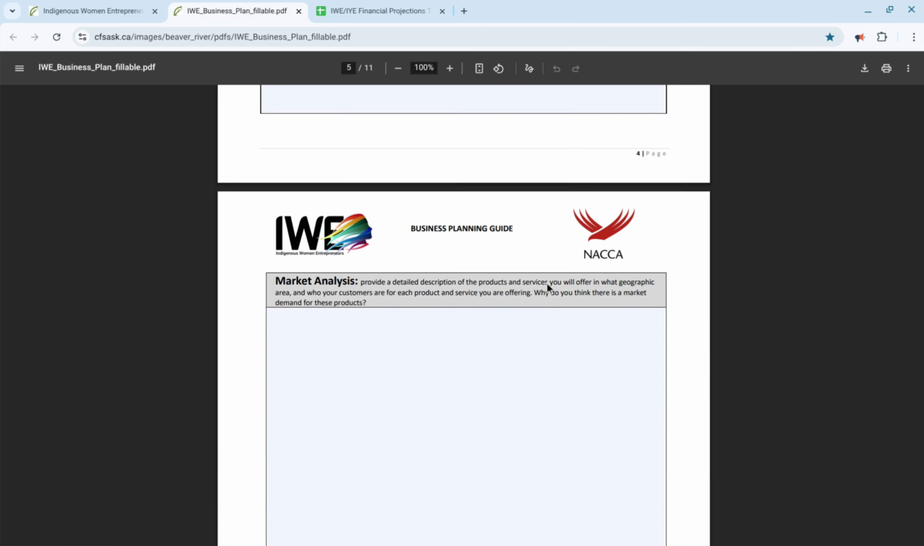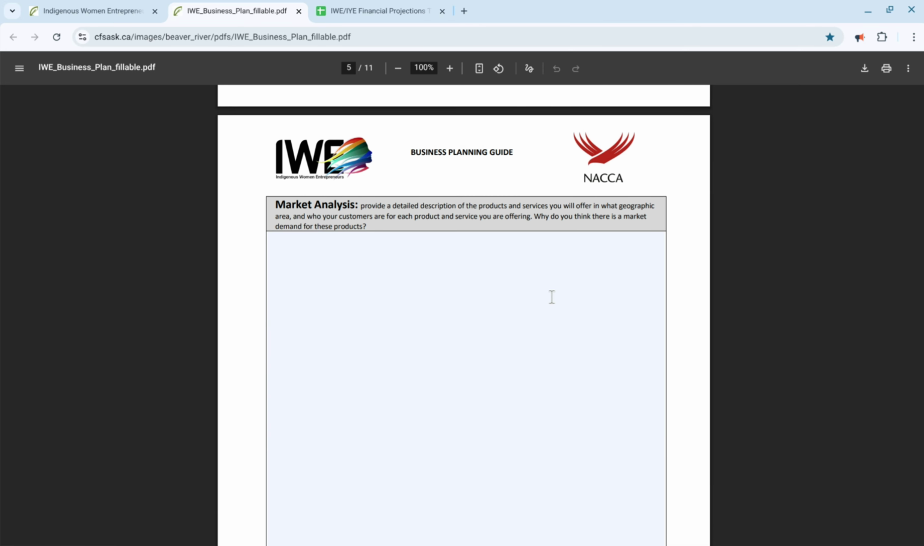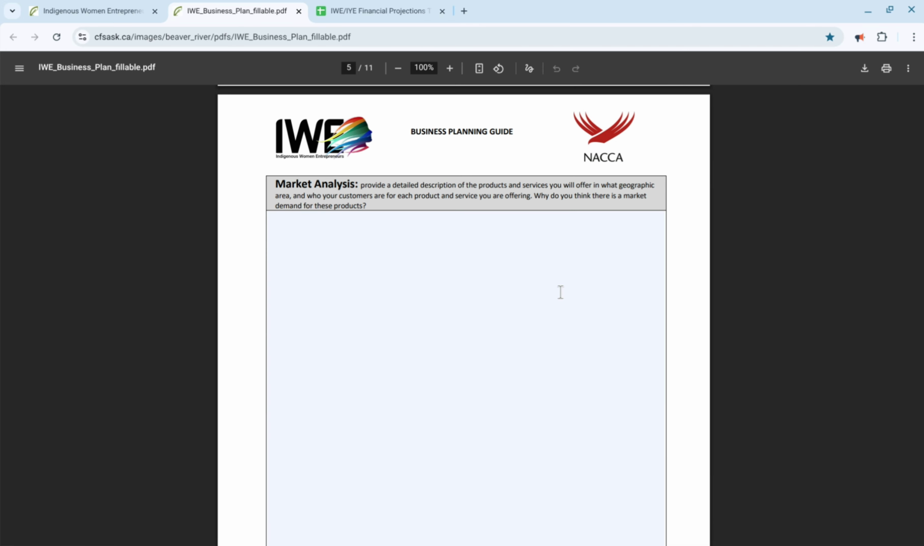Scrolling down to page 5 now. So this is market analysis. So it says, provide a detailed description of the products and services you will offer, in what geographic area, and who your customers are for each product and service you are offering. Why do you think that there is a market demand for these products? So let's just break this down again step by step.